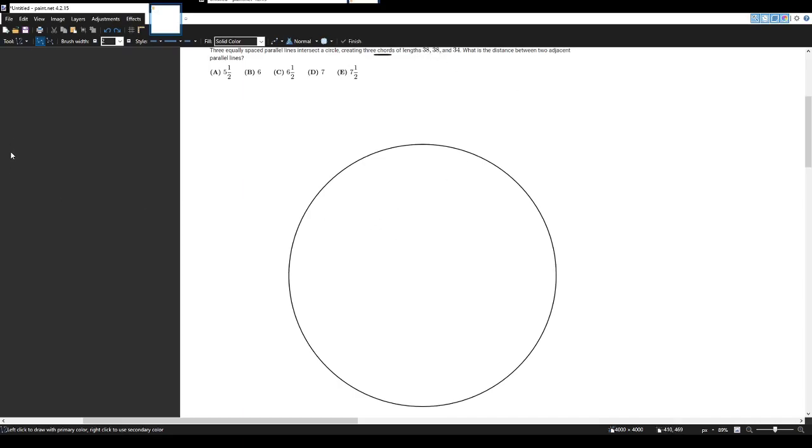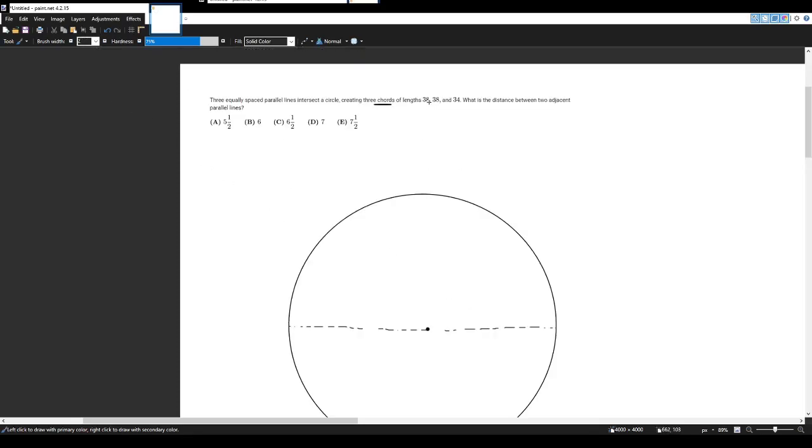So let's actually just draw. I think it'd be useful to draw first a diameter of the circle, and then about where we think the midpoint, the center of the circle would be. I think it'd be about right there. That looks reasonable enough, I guess. So now you have chords of length 38, 38, and 34. These two are the same, which is interesting, right?